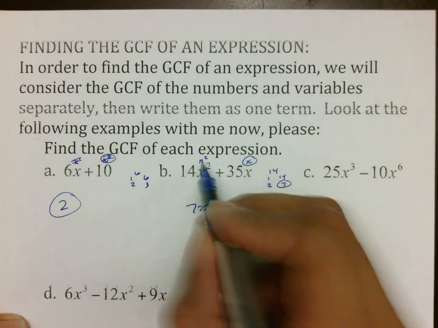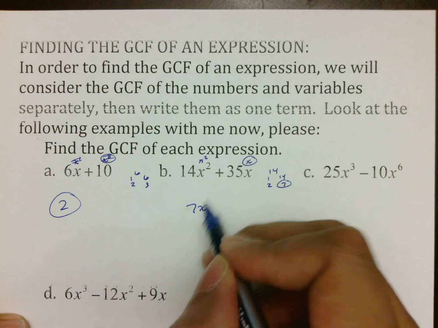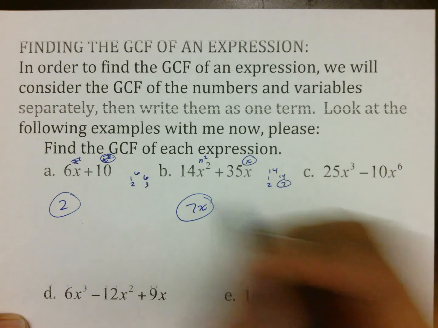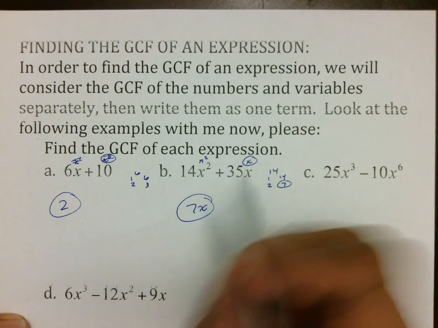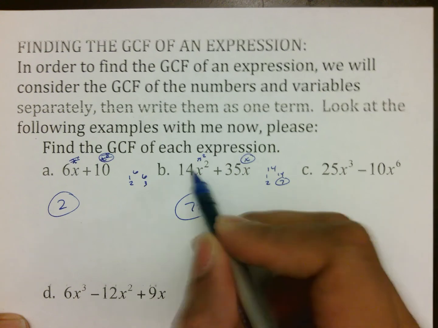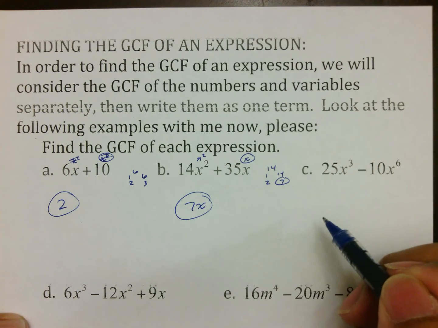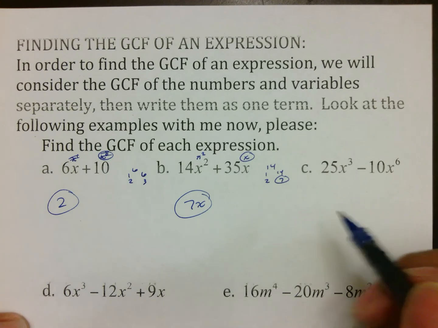Again, remember that's 2 x's, that's 1 x. We simply take the smaller amount, so the smaller amount in this case is x. So your GCF of the full expression is 7 because of 14 and 35, and x because of x squared and x. That's all you have to do. Again, it's going to take some practice, but it's not that bad.